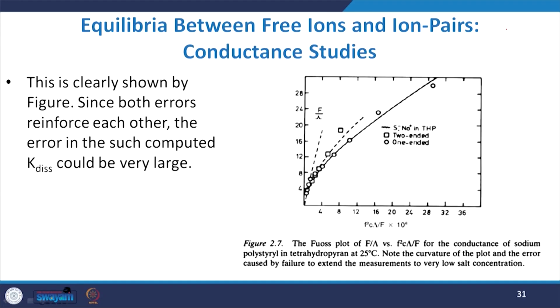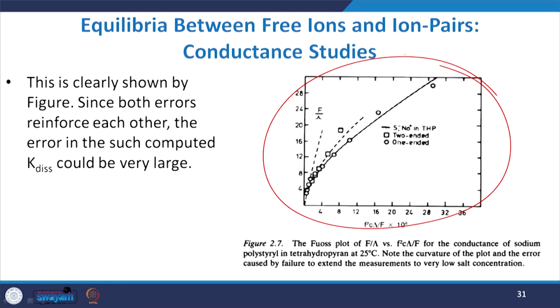Now, let us see the plot which we are talking about. You see here in the figure that both errors reinforce each other. So, the error in such a case in the computed K dissociation could be very large. You can have a look at this plot.